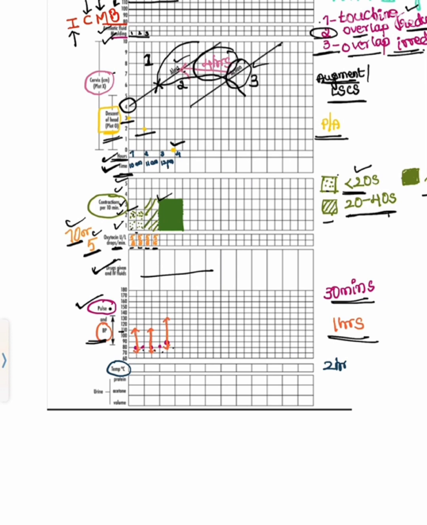Upward arrow indicates the systolic blood pressure, downward arrow indicates the diastolic blood pressure, and temperature of the patient is measured every second hourly. Details of the urine of the patient such as protein, acetone and volume are marked in this side of the partogram.